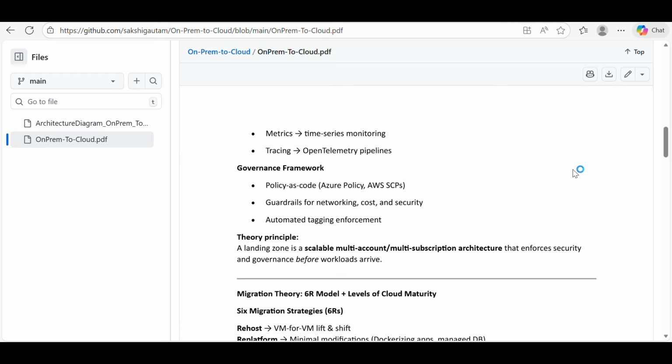Governance framework, like how networking and cost security will happen, what the policy as code will be, what rules should be allowed and what rules should not be allowed. How those policies will be maintained, at what level, whether at the organization level or at a specific resource level. That governance framework should be designed.